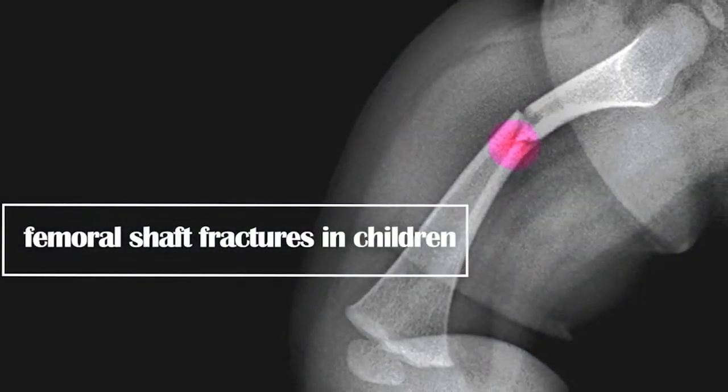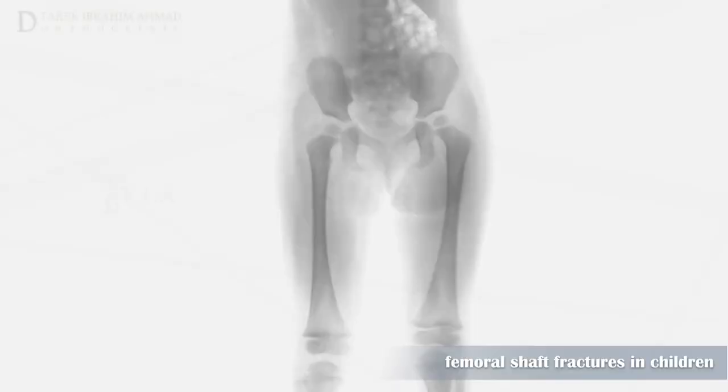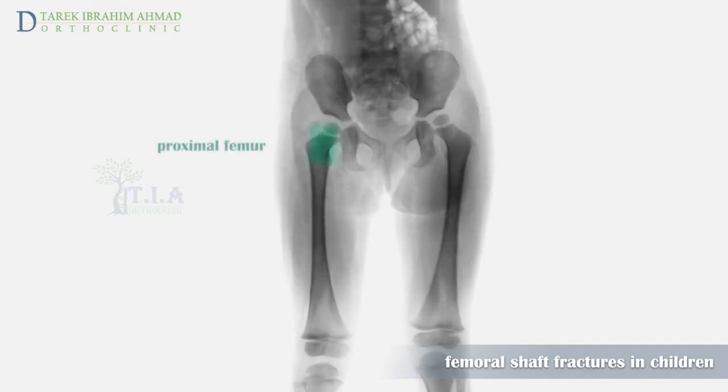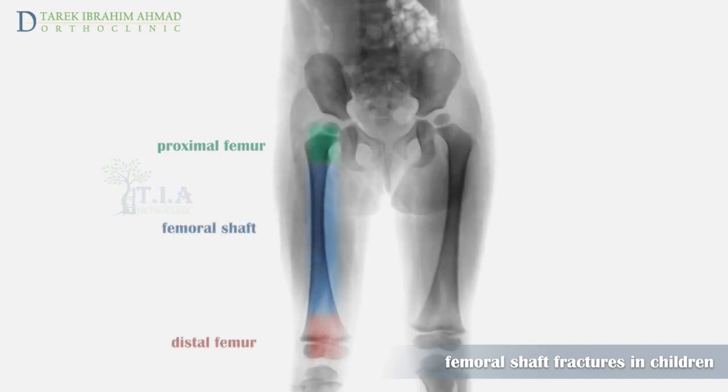Femur shaft fractures in children. The femur is the largest bone in the body. The pediatric femur can be divided anatomically into the proximal femur, made up of the femoral head, femoral neck, greater and lesser trochanter, the femoral shaft, and the distal femur, made up of the medial and lateral condyles.